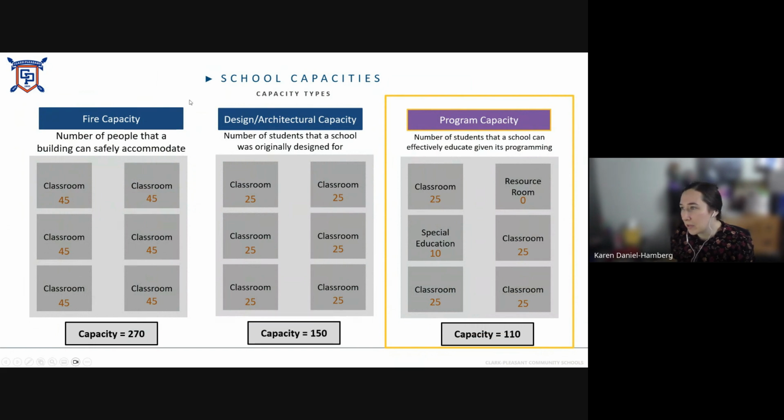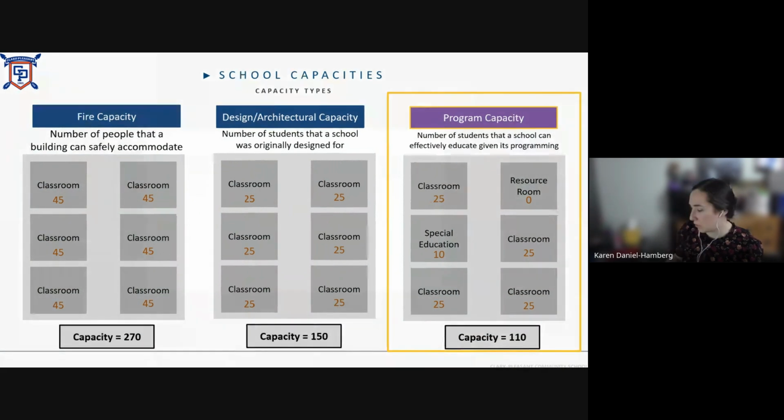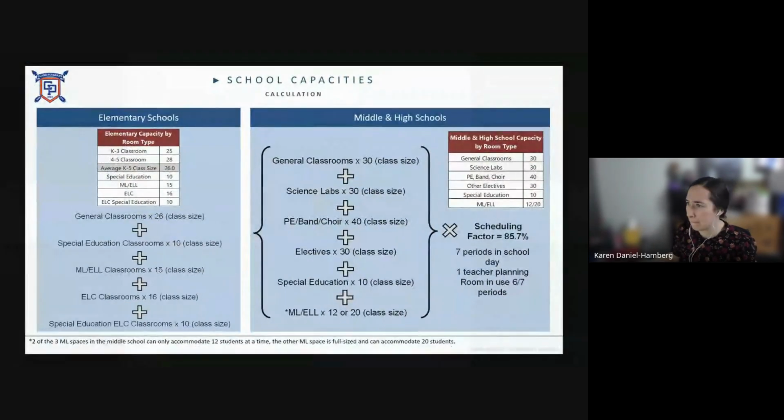The next type is the design or architectural capacity. And this is the number of students that the school was originally designed for. So if it looks like a classroom, it is being used as a classroom. In my example here, we have 6 classrooms being loaded to 25 students per classroom, and that gives us a design capacity of 150.